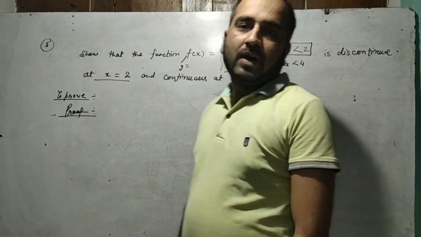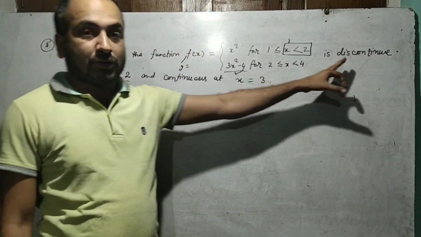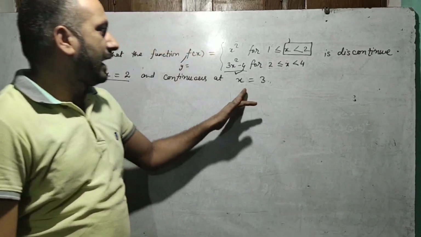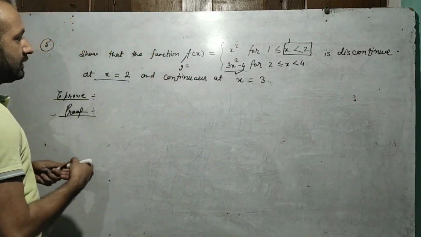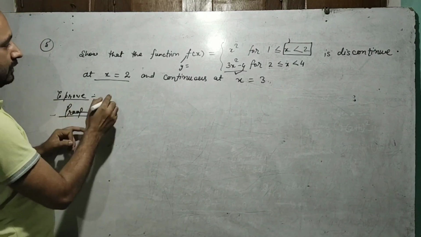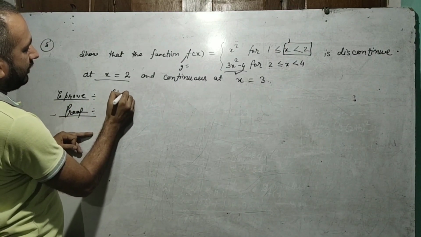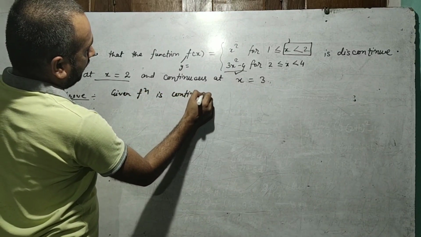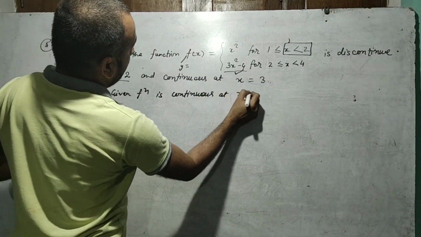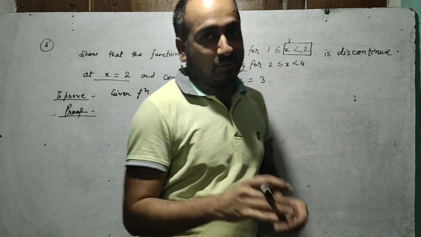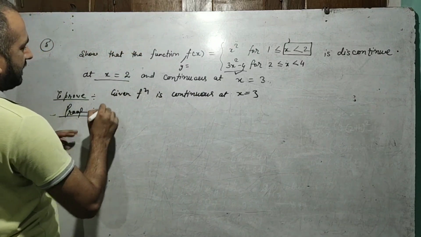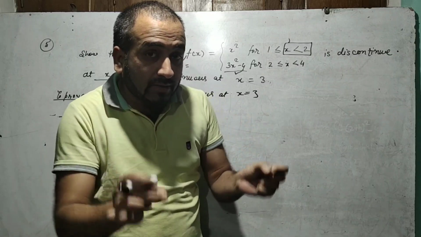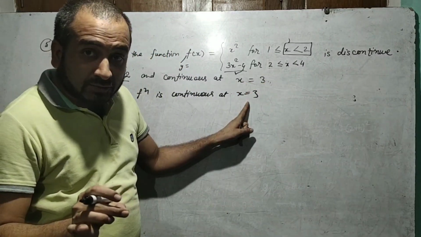Okay students, so after the proof of the discontinuity at x is equal to 2, now we will prove the function is continuous at x is equal to 3. So now students, see here what we have to prove: the given function is continuous at x is equal to 3, and this portion is very important to understand. First, what is the value of f(x) at x is equal to 3?